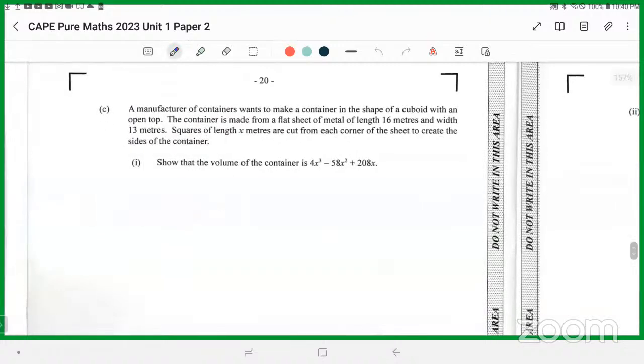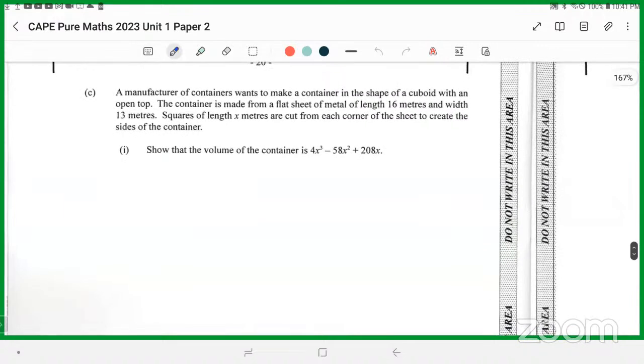All right. So this question says, so I'm going to do it just as I would do it in the video. This question says, the manufacturer of containers wants to make a container in the shape of a cuboid with an open top.